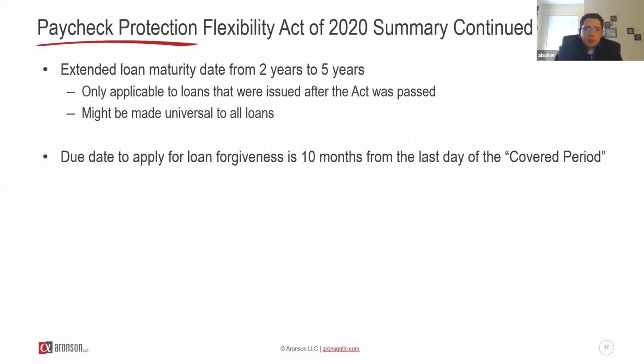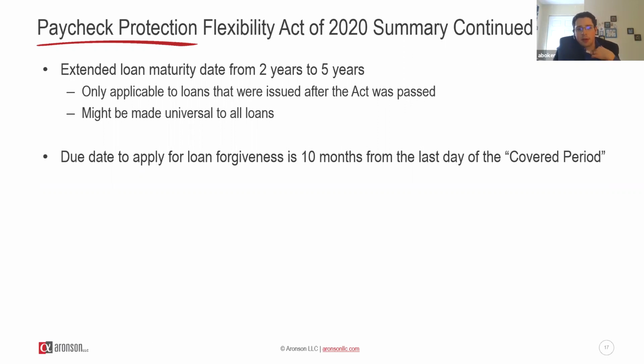Other items, the loan maturity date went from 2 years to 5 years. Now I will say, however, the 5-year loan maturity is only applicable at the moment for loans that were issued after the act was passed. So any PPP loans that got issued after June 5th would have a 5-year duration. Everybody before that is still at 2 years. However, there's a good likelihood that they may turn around and say later, all right, 5-year maturity for everybody. So that's a planning point to think about if there's a chance that the PPP loan is not going to qualify for full loan forgiveness.